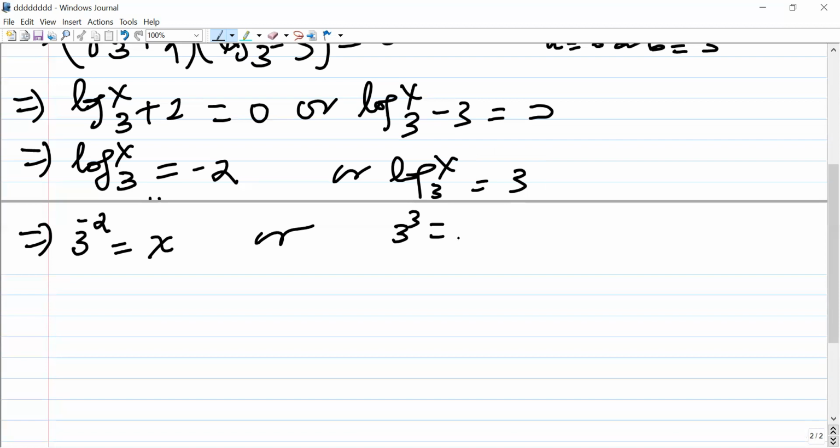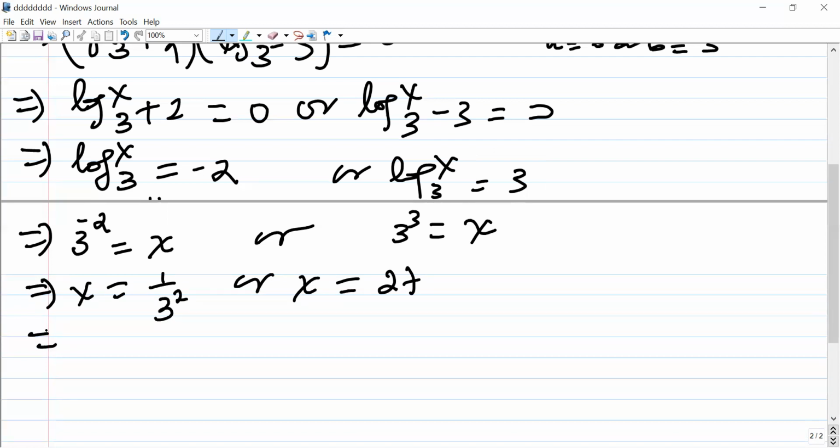So in that way, we are going to convert the logarithmic equation into its equivalent exponential form, that is 3 to the power of 3 is equal to x. So this can be written as x is equal to 3 to the power of -2, which means 1 over 3 to the power of 2, or x is equal to 3 to the power of 3, which means 27. So this is just x is equal to 1 over 9, or x is equal to 27.